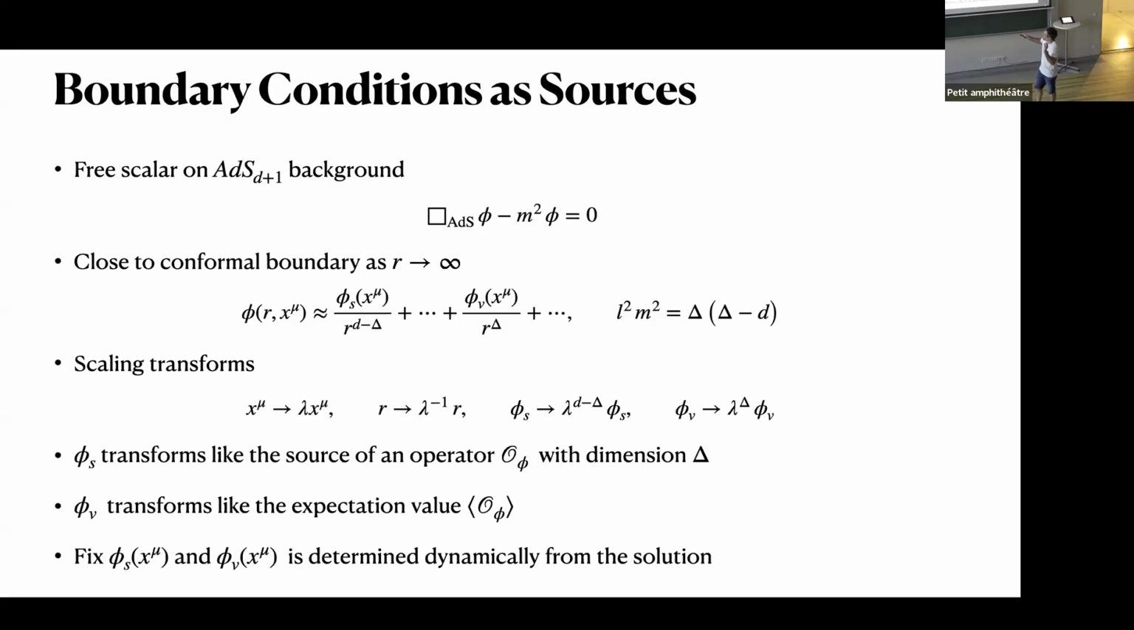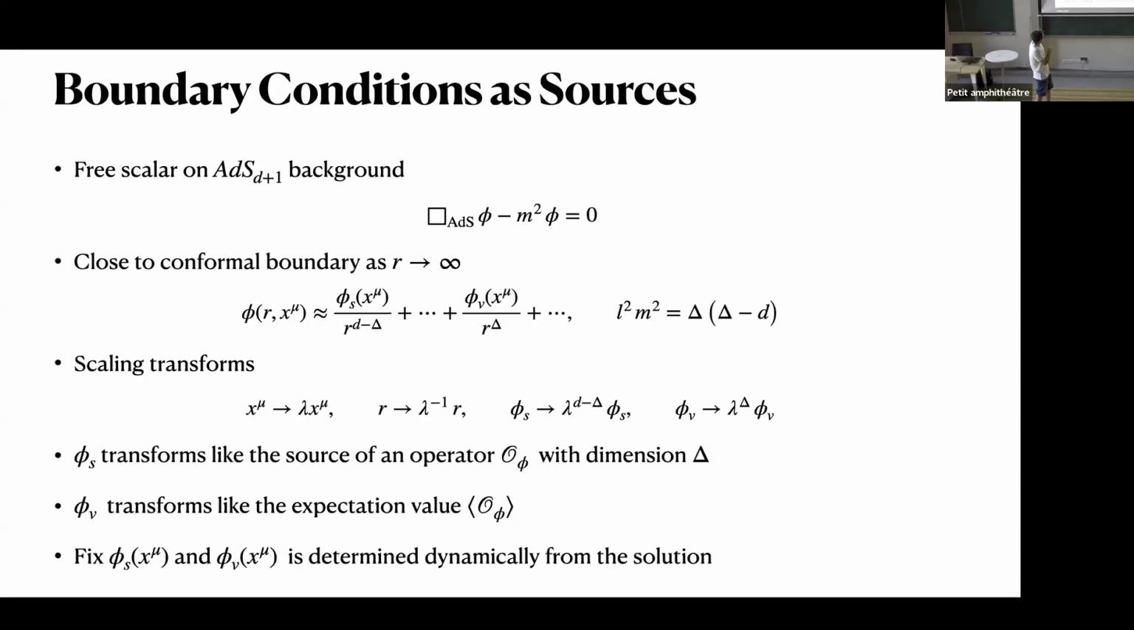If I remove the R dependence from my field, then there will be some power of R, which is fixed by the mass of the field. And there will also be some function which is not fixed by the equations. So it's like a boundary condition. Similarly, there will be another power of R that comes with another function not fixed by the equations. And what does this mean for the field theory?